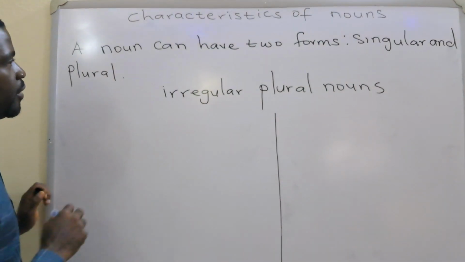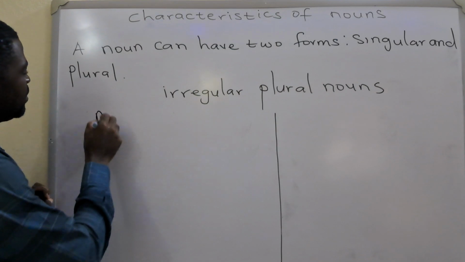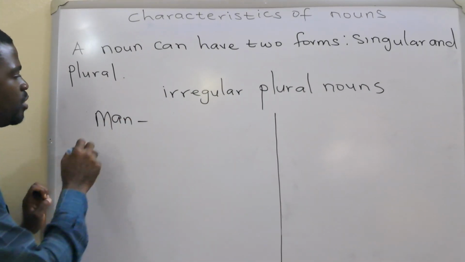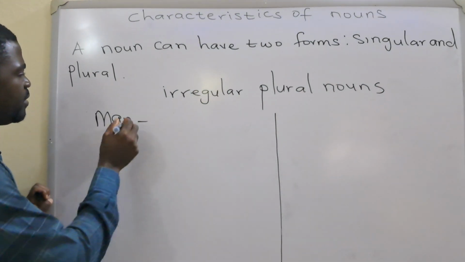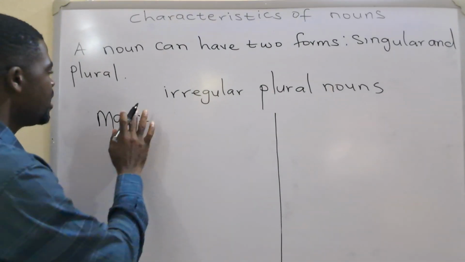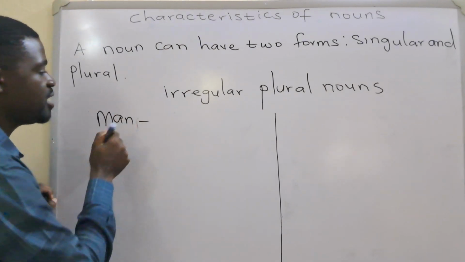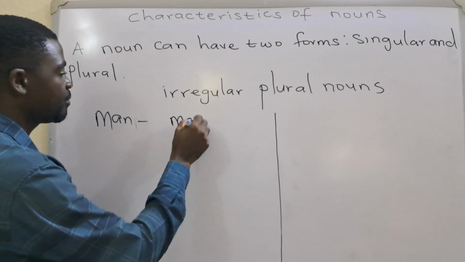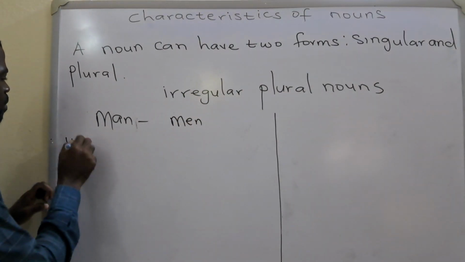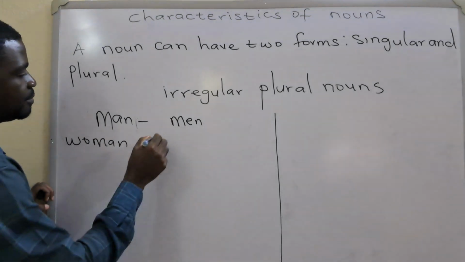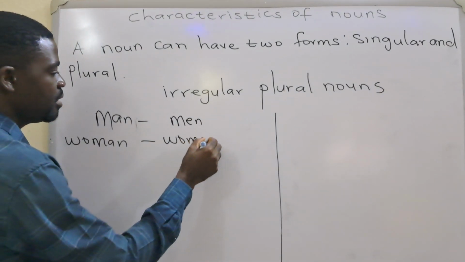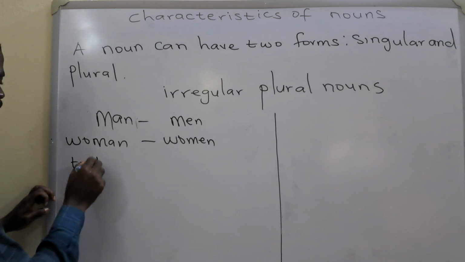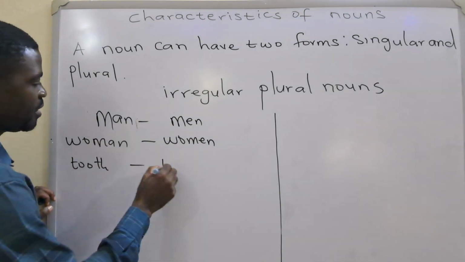So you have a noun such as man. Man is a noun. If you want to get a plural form of man, you don't add S. Instead, there will be an internal change to these letters. You have men. Same with woman, women. You have tooth. You have teeth.